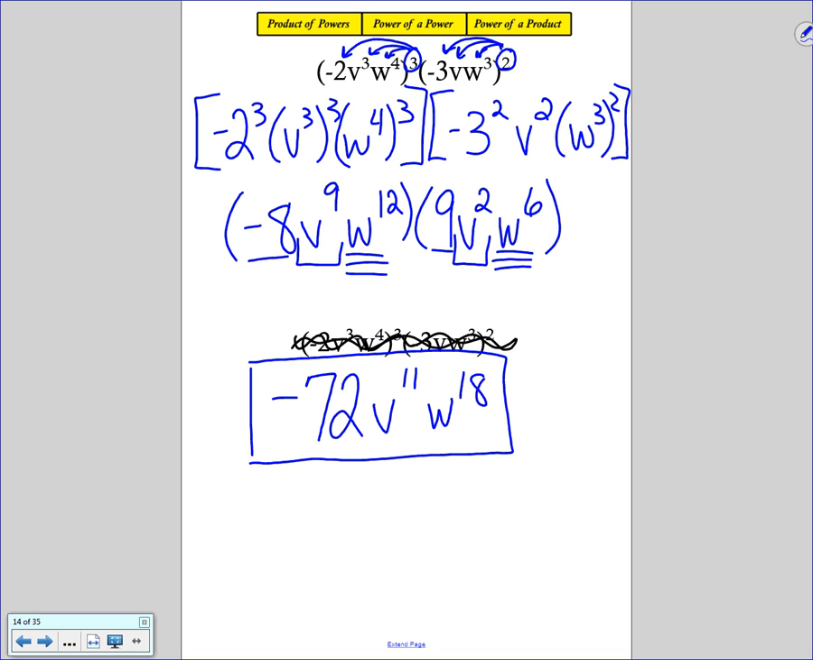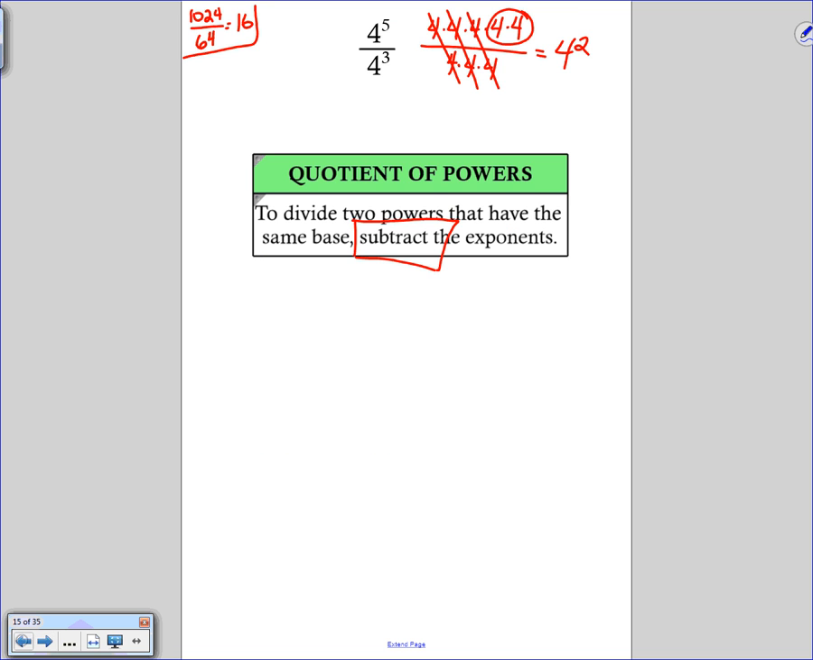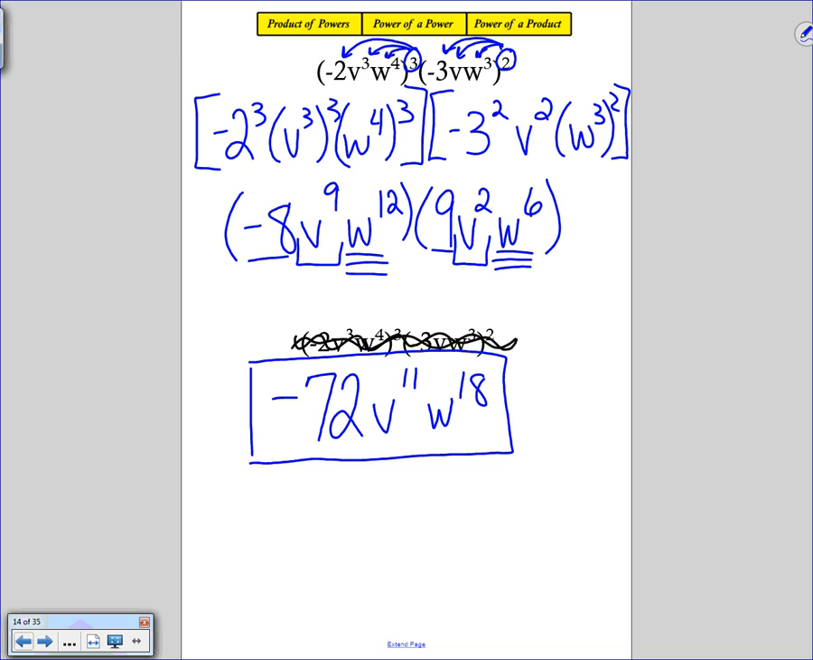Break it up piece by piece to help you better understand this type of problem. And I believe those are all of the multiplication ones. Yep, those were all of the multiplication problems. Let's take a look at the division laws of exponents.